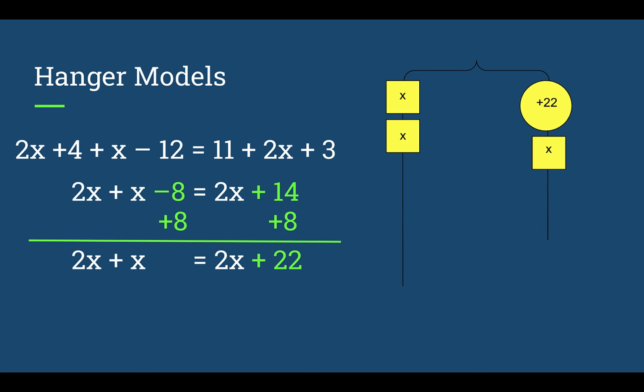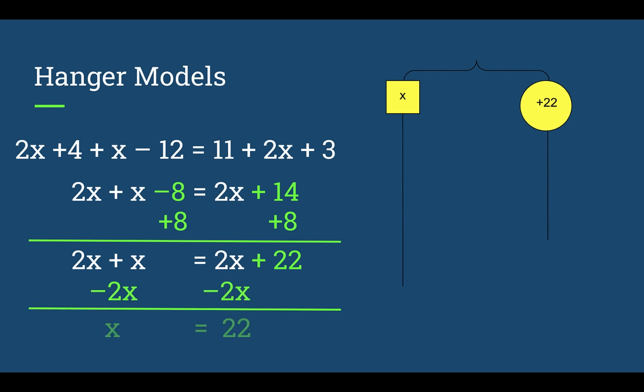I can do the same thing again. Take away another positive x and another positive x from both sides. Now, after just that, I am left with x and 22, and everything is still balanced. So, removing two x's from both sides left me with x is 22. There's our answer. X is 22.